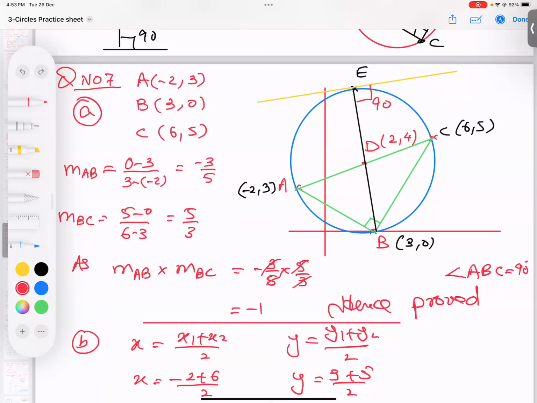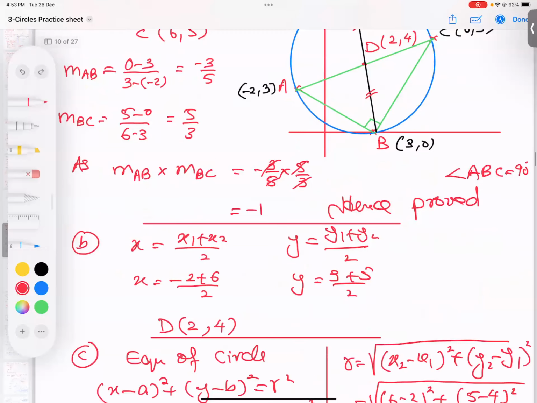No, because this D will behave as a midpoint. So this length is equal to each other. So I will apply the midpoint formula on B and D. So let's apply that one.